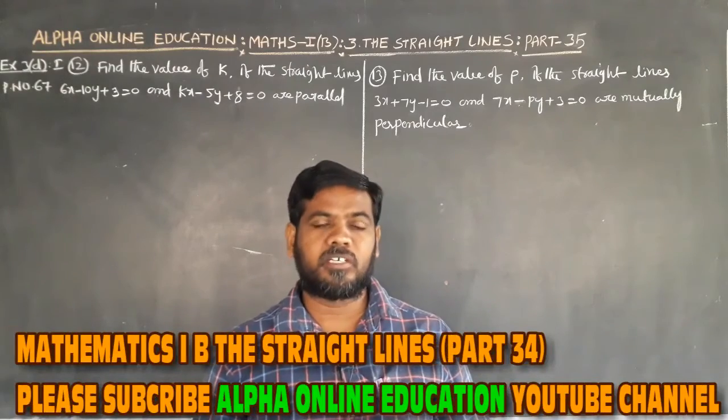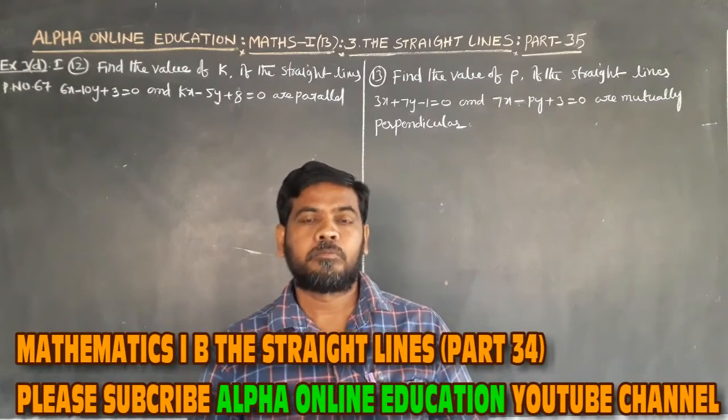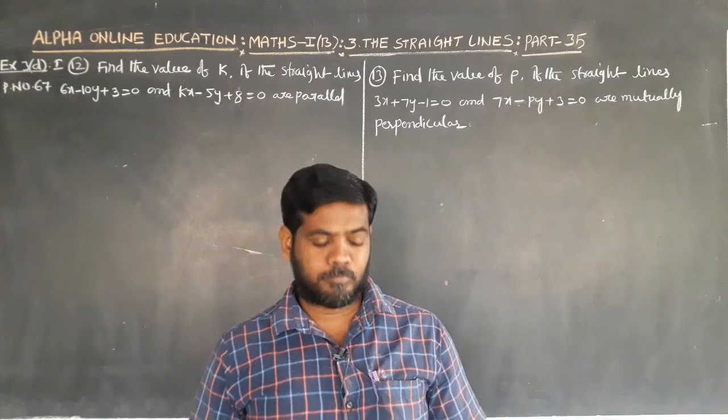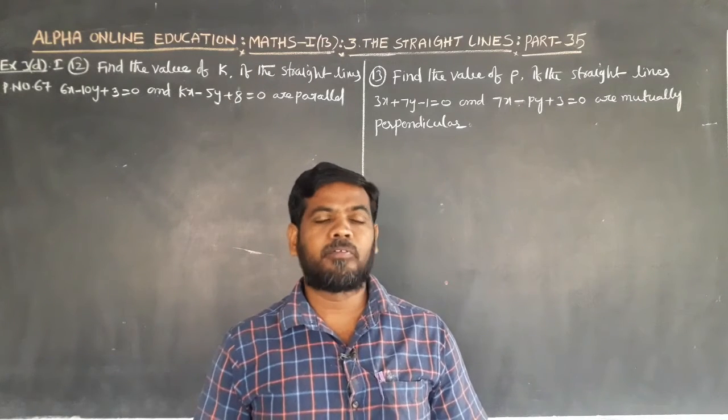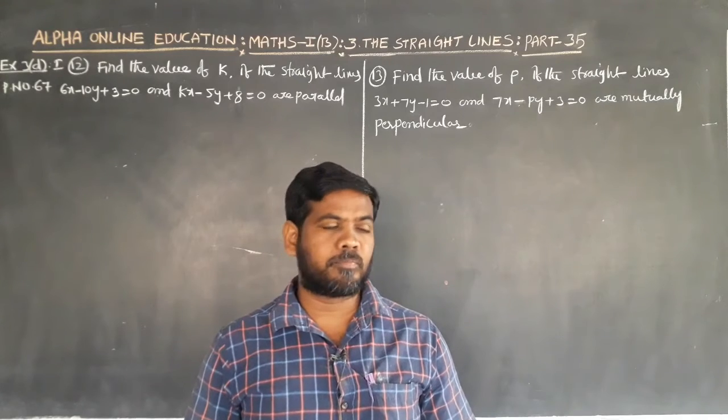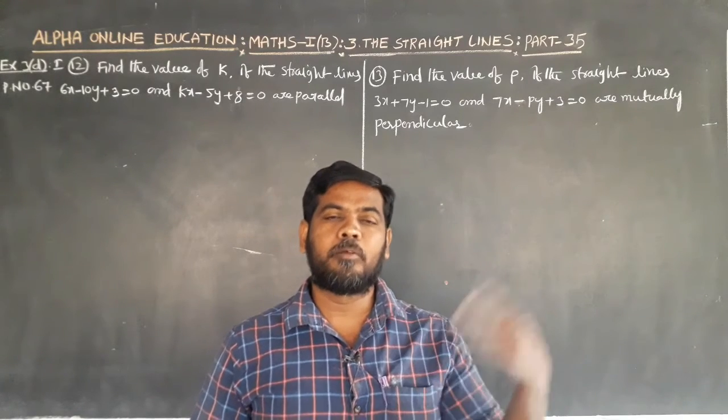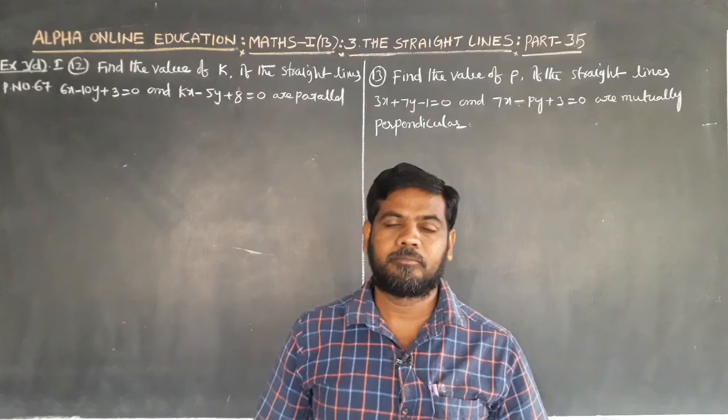Find the equation of the straight line parallel to the line and passing through the point. First problem. Again, find the equation of the straight line passing through the point and perpendicular to the line.